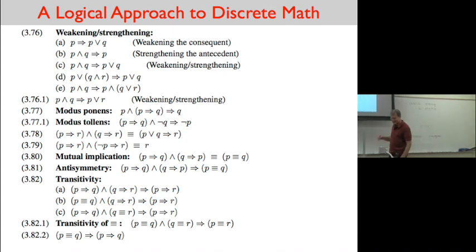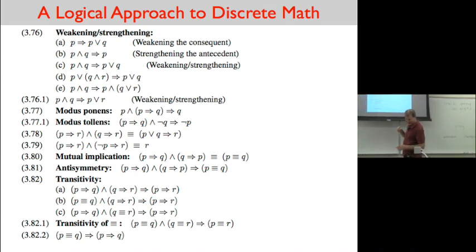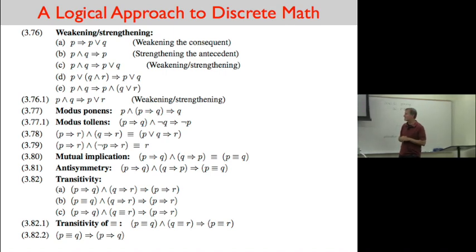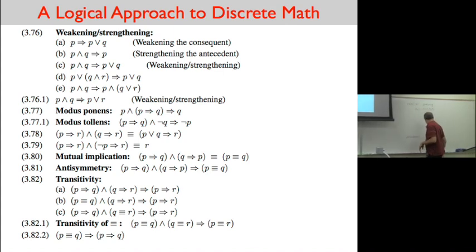Okay, so now 3.77 is modus ponens. What does modus ponens even mean? It's Latin. It sounds British. Well, English is a Latin language. Do you know what it's Latin for? I don't. Does somebody have a computer? You want to Google modus ponens?